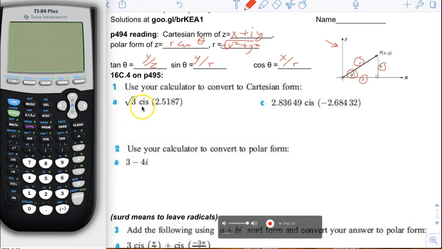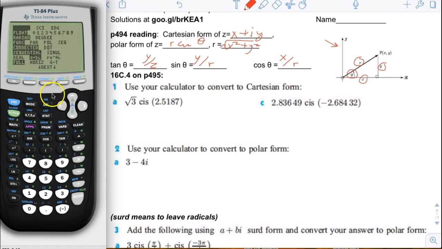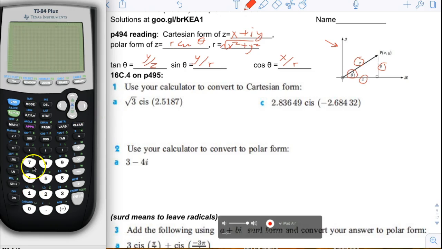Okay, so let's plug this into the calculator. First thing you need to do is make sure you're in the right mode. Make sure that your mode is radians, and then normally it starts out in real. Why don't you change that to a plus bi form for imaginary numbers. And we're going to type this in here. It's kind of hard to type in cis.